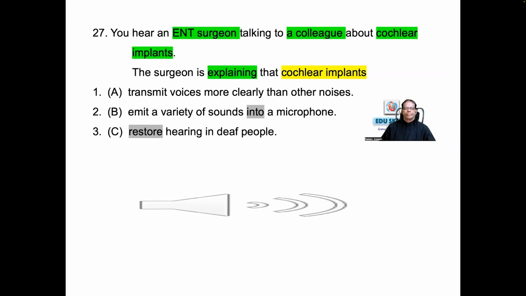You hear an ENT surgeon talking to a colleague about cochlear implants.